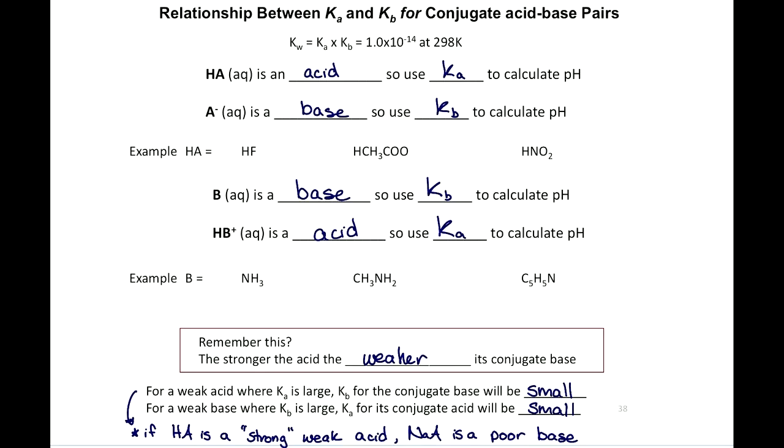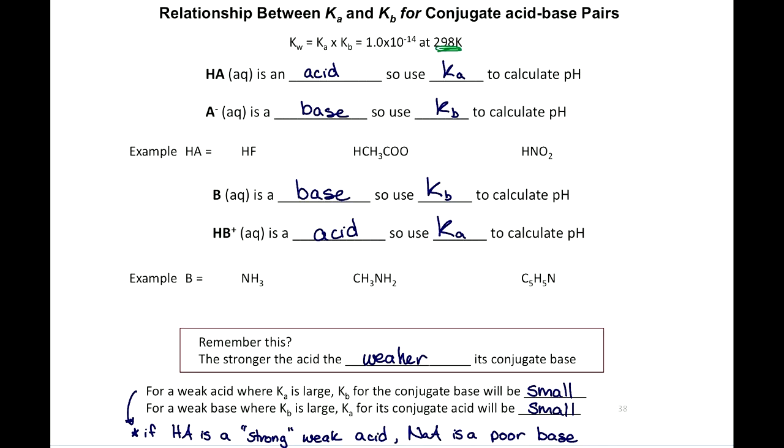Ka times Kb equals 1 times 10 to the negative 14. Again, I even wrote that it's only good at 25 degrees Celsius. Ka times Kb is always equal to Kw, but Kw is equal to 1 times 10 to the negative 14 at 25 degrees Celsius. So let's put it all together.